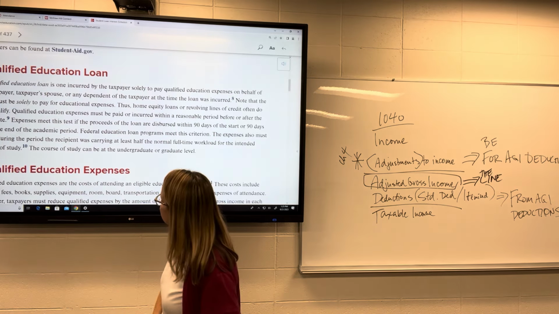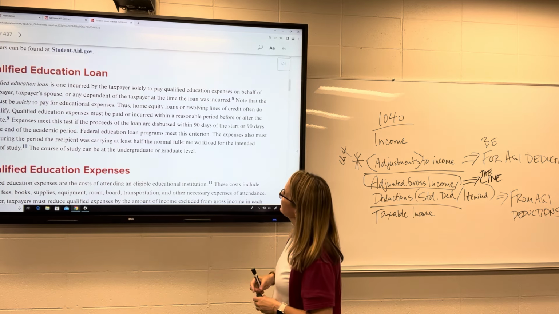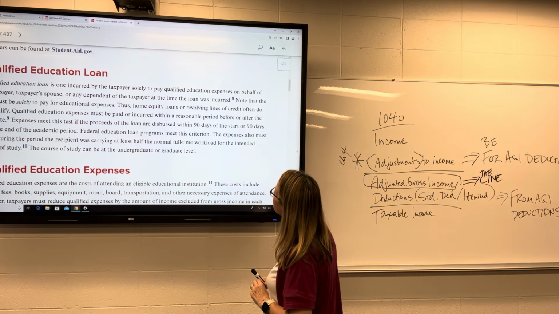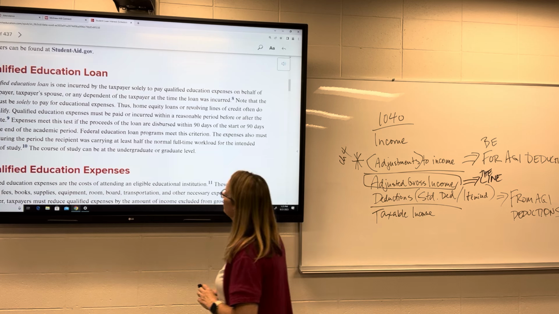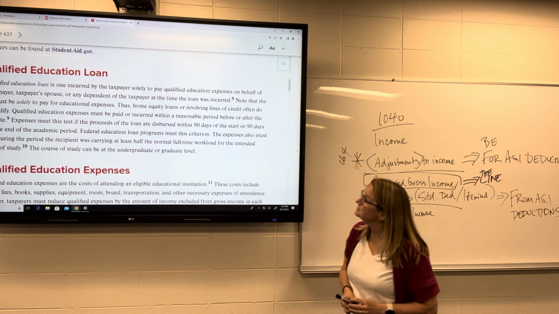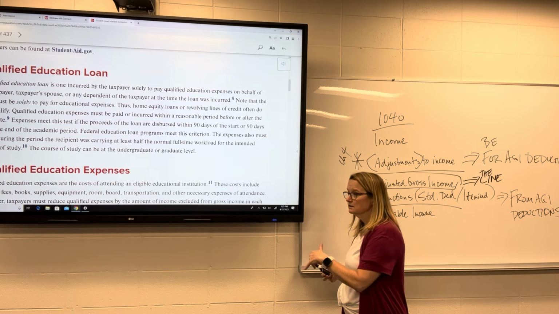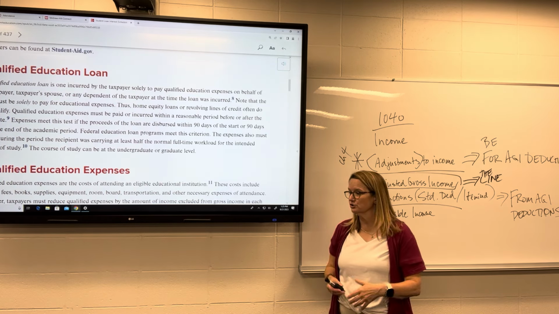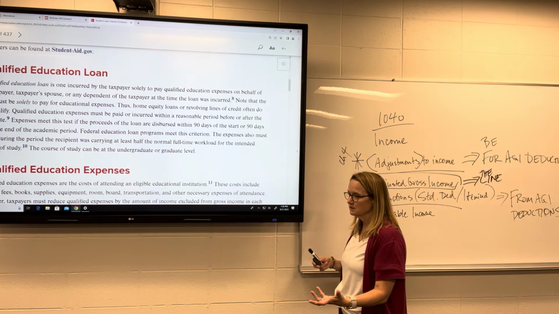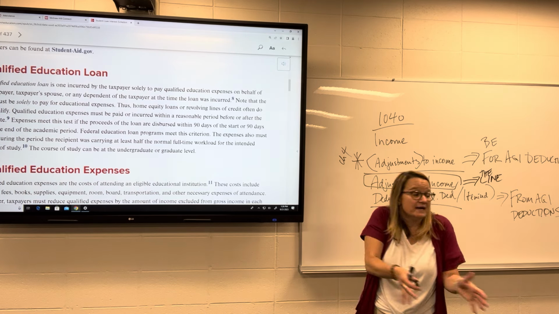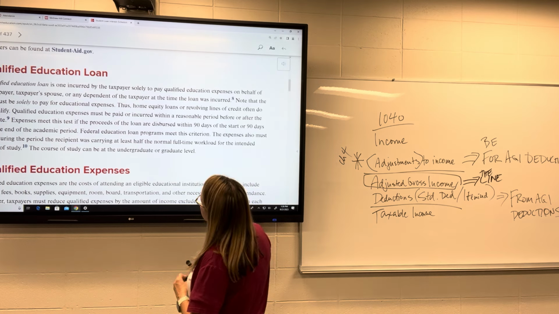All right, so first off, it has to be a qualified educational loan. So it's incurred by the taxpayer solely to pay qualified education expenses on behalf of the taxpayer, spouse, or any dependent of the taxpayer at the time that the loan was incurred. Okay, so you might be a dependent, you're 18 years old, and you're a dependent on your parents' return, they took out a student loan on you, you were a dependent at the time, right? So, at the time that the loan was incurred.